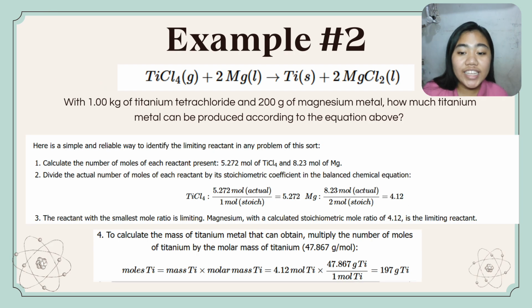So, for our second example, we have 1 kilogram of titanium tetrachloride and 200 grams of magnesium metal. How much titanium metal can be produced according to the equation above?